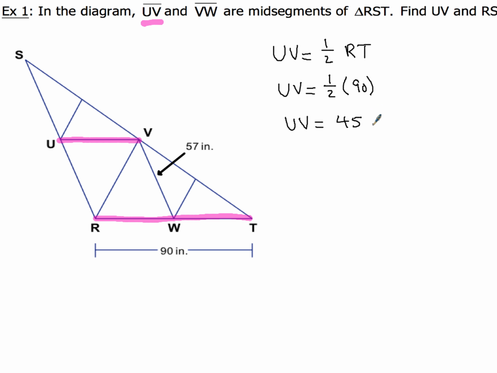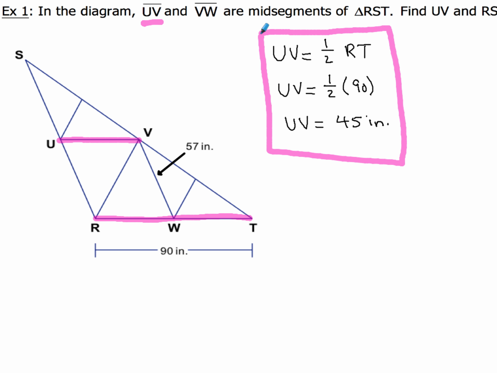Now we have units here. Our units are inches, so make sure that you add that unit on there. So 45 inches, and that's all we got. That's how we find UV. No big deal there. All right, hopefully you're able to follow that and move right along.